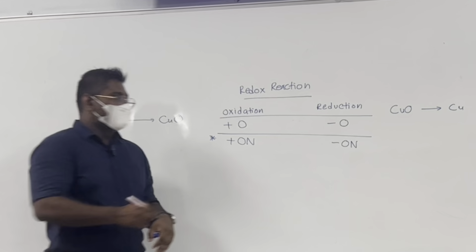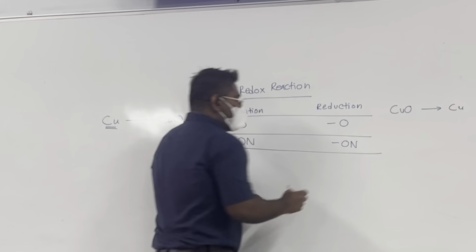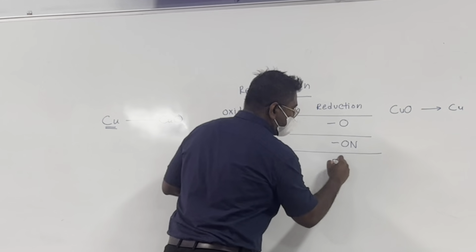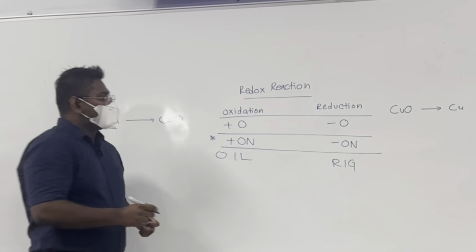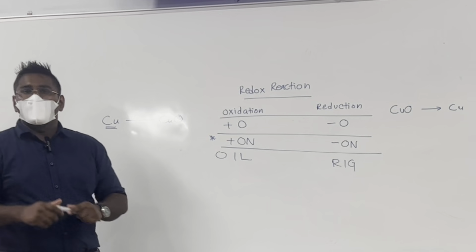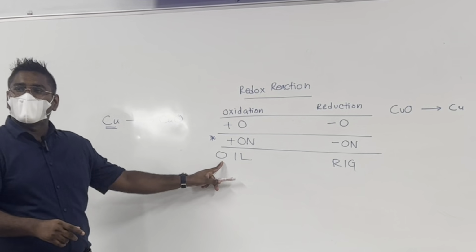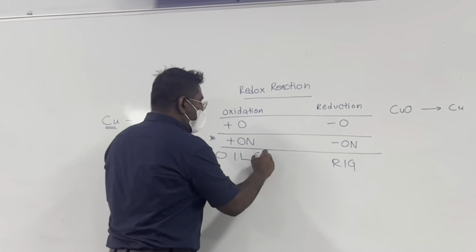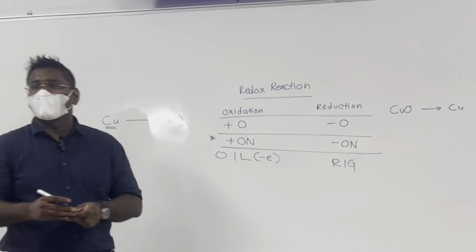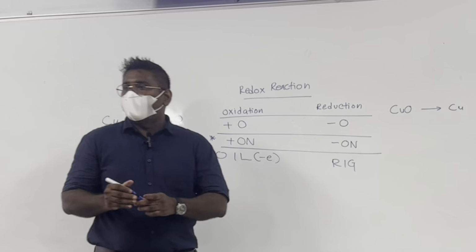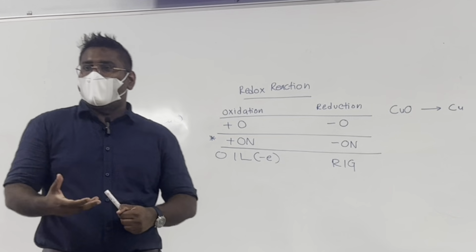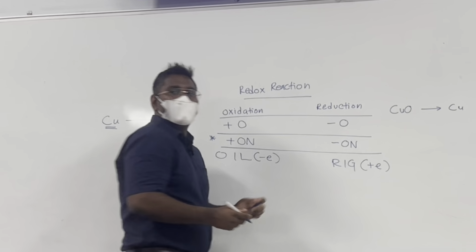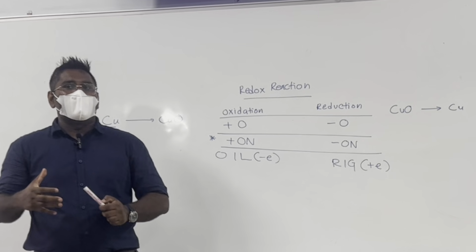Now, the third is by looking at what we call OIL RIG. This is going to be helping you out. What is OIL RIG? Oxidation is loss. Loss of what? Loss of electron. Reduction is gain. Gain of what? Gain of electron.